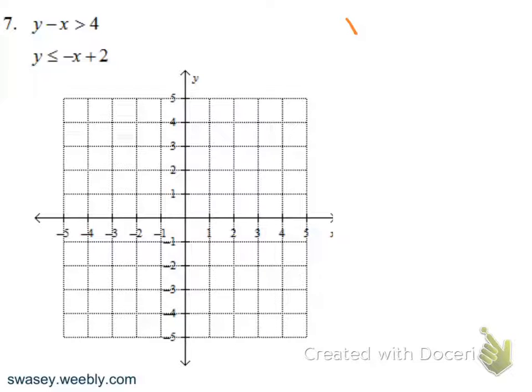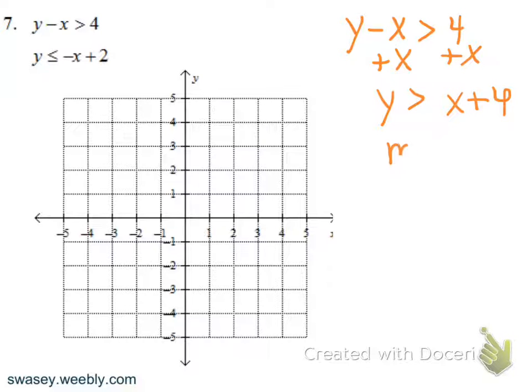On the first one, it is not in slope-intercept form, so let's get it into slope-intercept form. Let's get the y by itself. So we'll add x to each side. And now we see y is greater than x plus 4. So on this one, we have a slope of 1/1 and a y-intercept of 4. We'll have a dashed line.